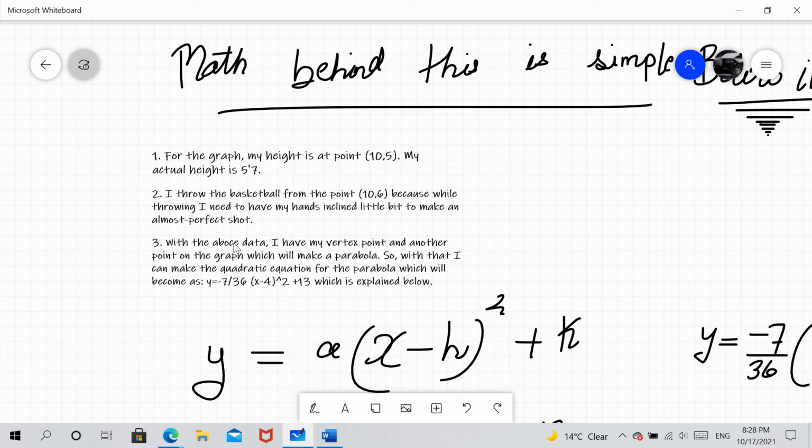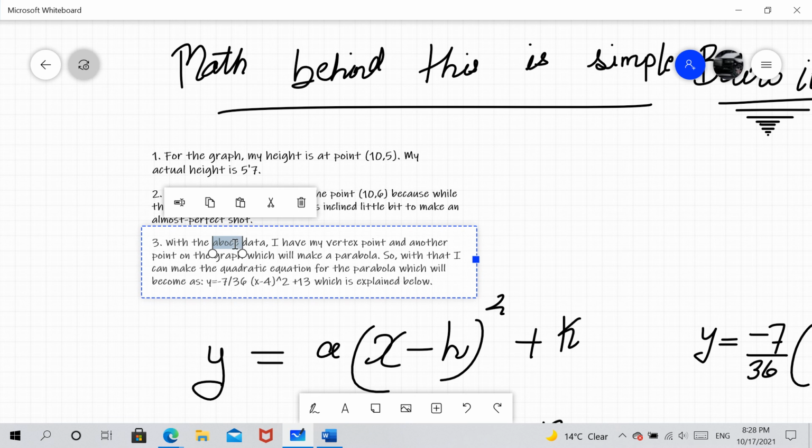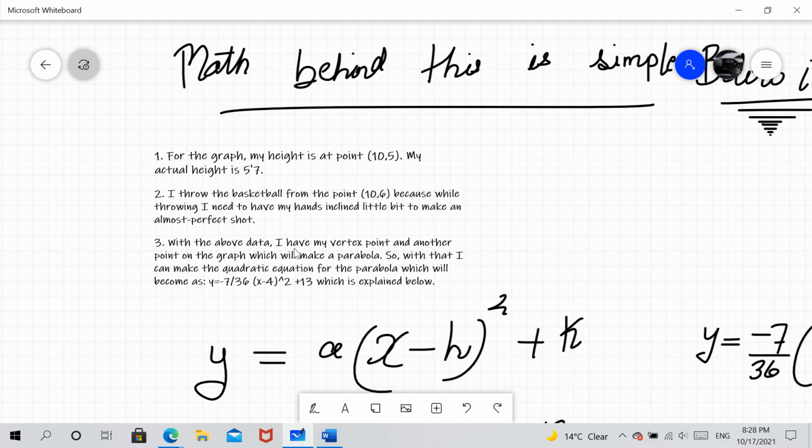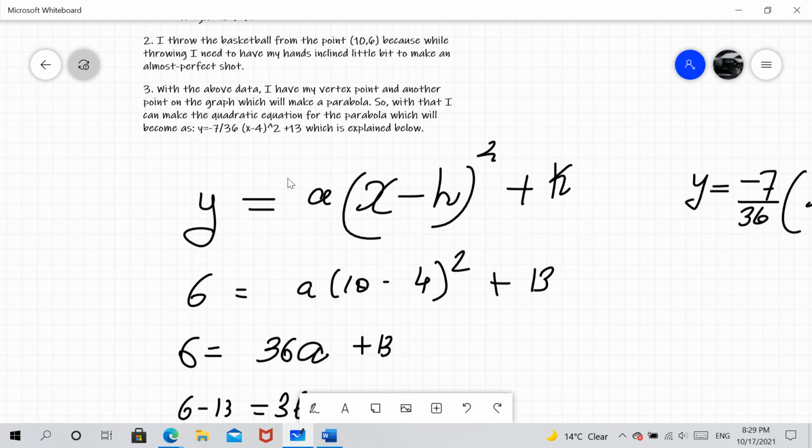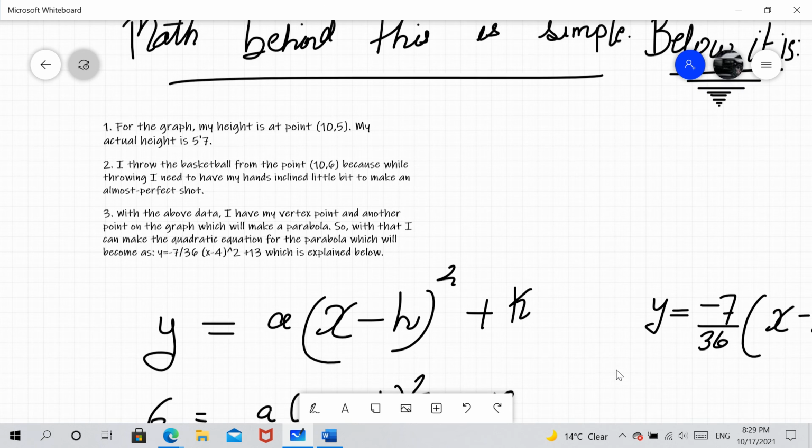With the above data, I have my vertex point and another point that is 10 comma 6, which will make a parabola. So with that, I can make the quadratic equation for the parabola, which will become y equals negative 7 by 36 into bracket x minus 4 whole squared plus 13. And how I got this equation, I show you here.